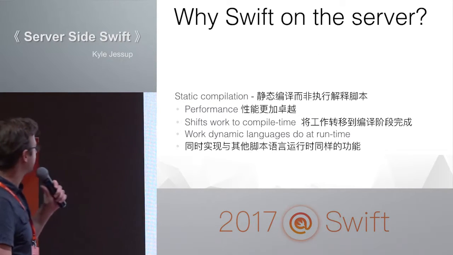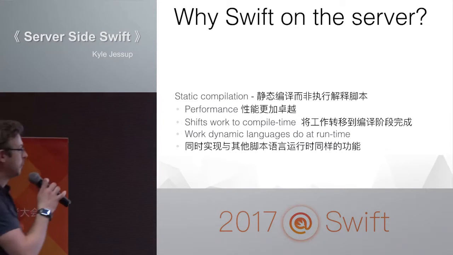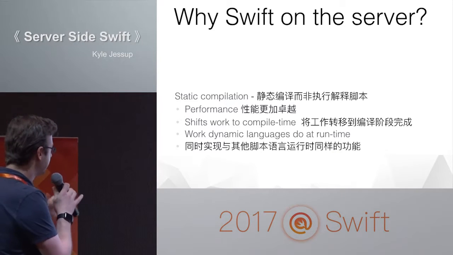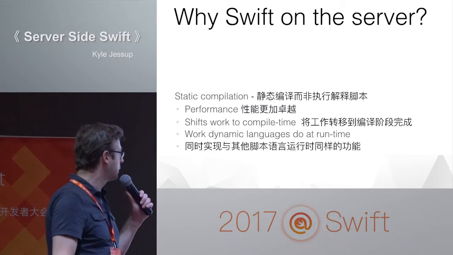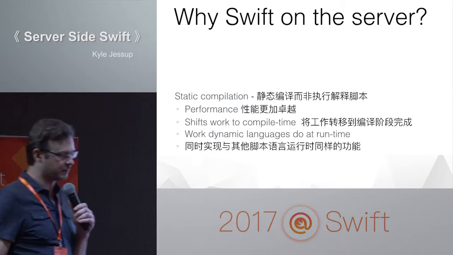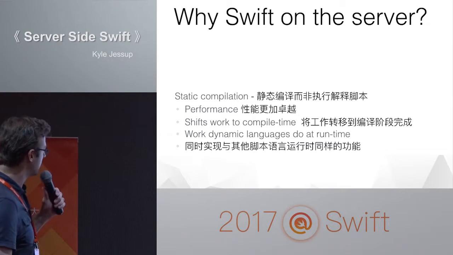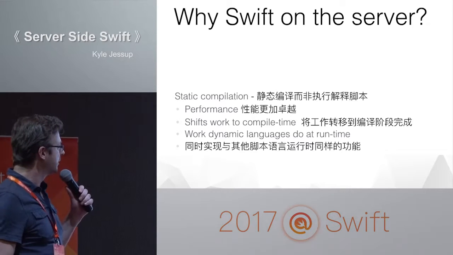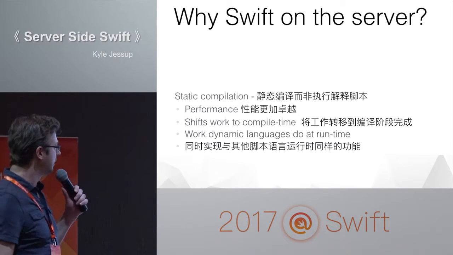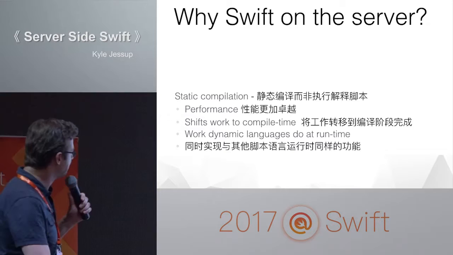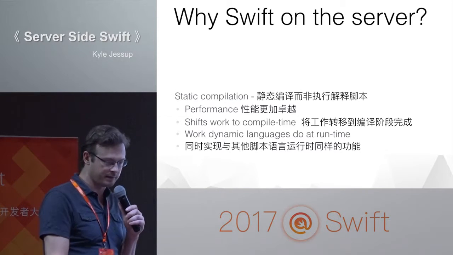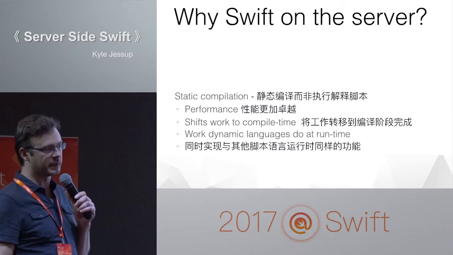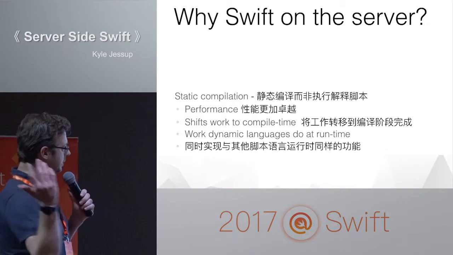So why Swift on the server? We all know that Swift performs pretty well compared to a lot of dynamic languages. And so performance is one of the biggest reasons why you might want to run Swift on the server. And it does get a lot of this performance because it is a statically compiled language. And what static compilation does, it really shifts a lot of the work in determining what particular objects can do, shifts that to compile time.